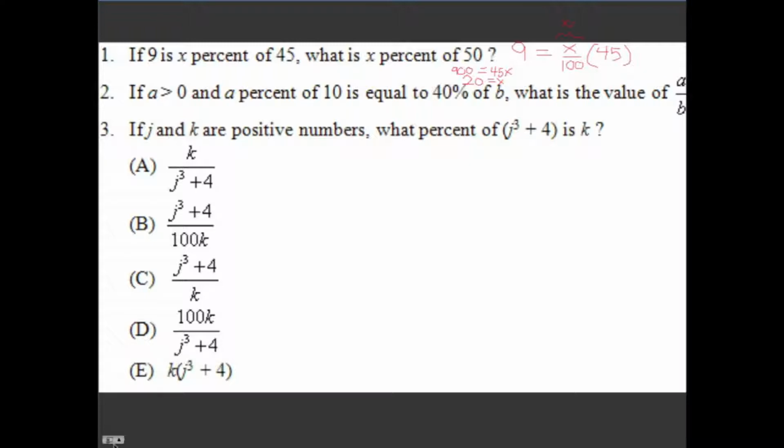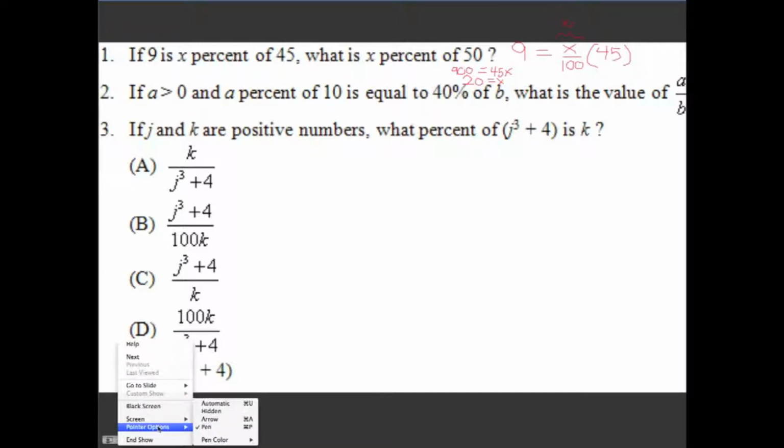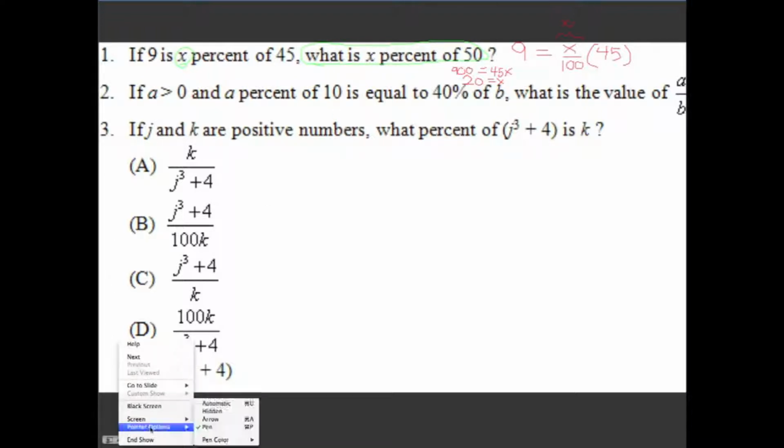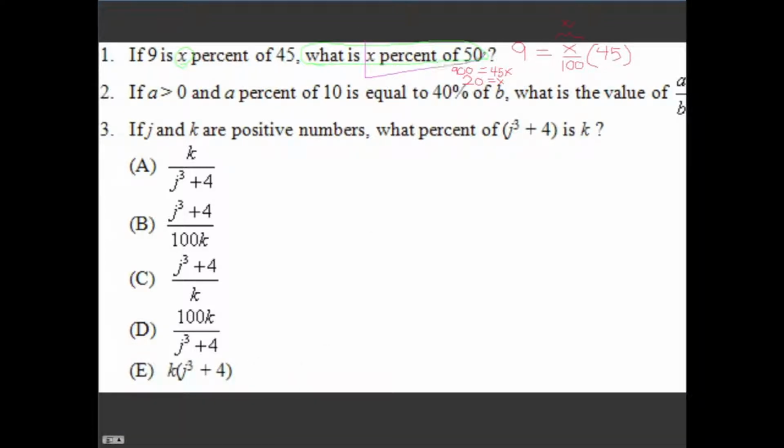So now we have to go back to the question. The question is asking not what x is, but rather what is x% of 50. So we're not done with the problem here. Don't just look for the answer that says 20. We need to do the same thing, same idea, except now we have our value of x. So now we're essentially doing 20% of 50, right? So our answer is x% of 50. That's what we're looking for.